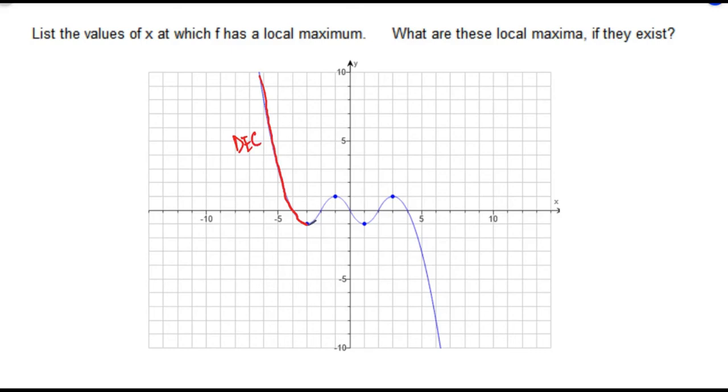At this point, the y values are now increasing. And then it switches again to decreasing. And then it switches again to increasing. And then it switches one more time to decreasing.